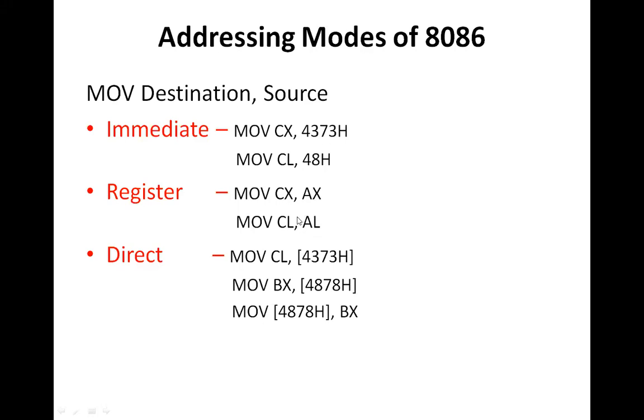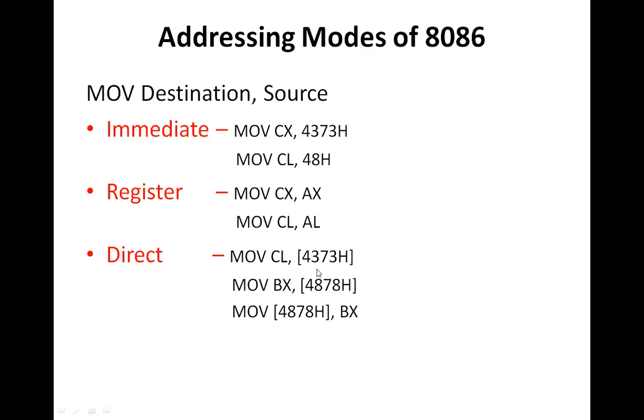The operand written on the right-hand side works as the source, and the operand written on the left-hand side is known as the destination. So this instruction copies the data from AL to CL, and the other copies the data from AX to CX. Similarly, we have direct addressing. I am discussing these three addressing modes together because they are also used in 8085. In direct addressing mode, the address is provided directly.